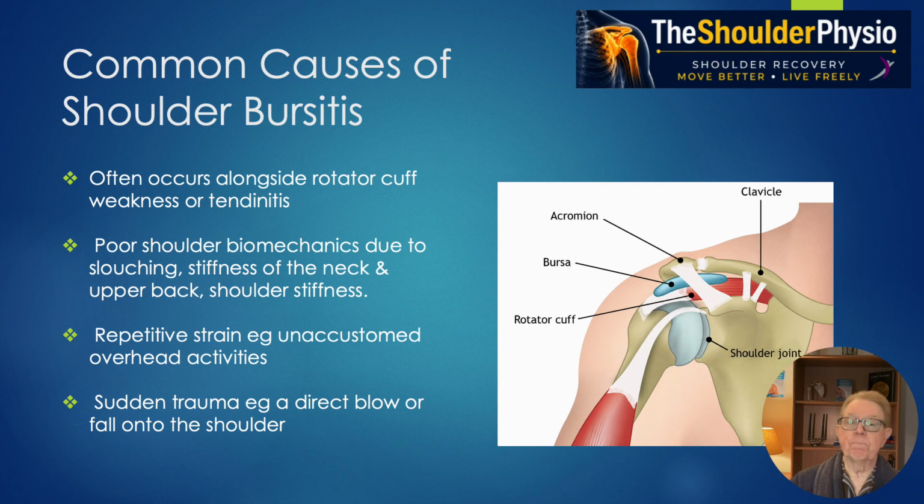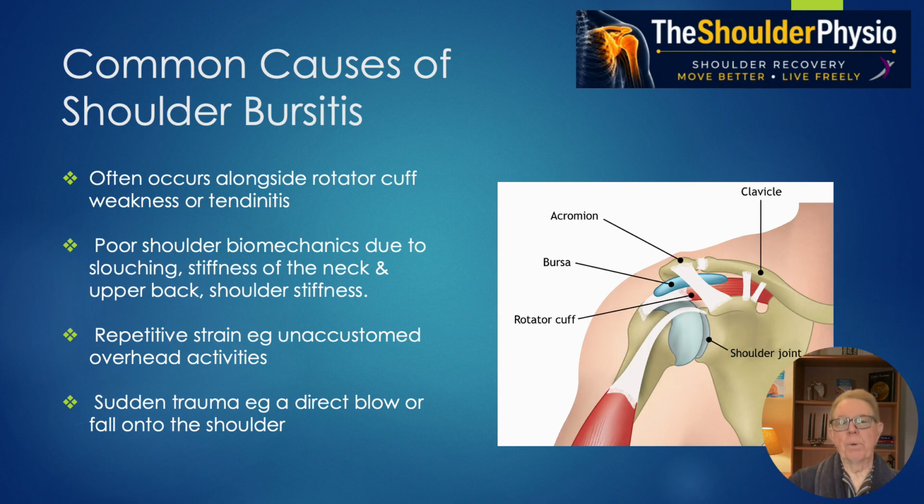So what causes this bursitis, this painful condition that we hear about so often? Well, most commonly it occurs alongside rotator cuff problems. That's weakness of the rotator cuff or tendonitis, or in fact tears, even small tears of the rotator cuff. The rotator cuff will get weaker, and as it gets weaker, the humeral head rises up against the bone and squishes against the bursa.